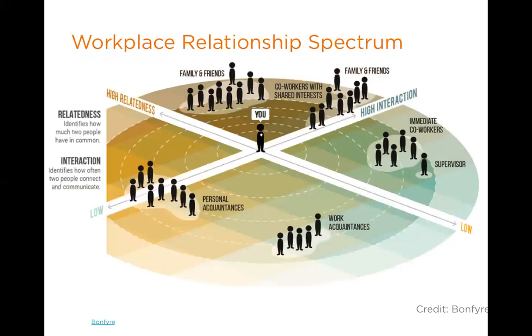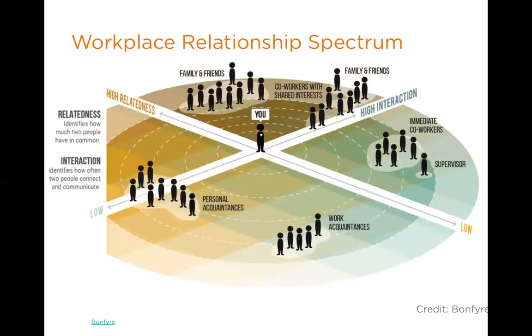So in the back left corner, we have high relatedness and low interaction, and there's not really many people there. That makes sense because if you have low interaction with someone, the chances of being able to identify how much you have in common with them is pretty low.